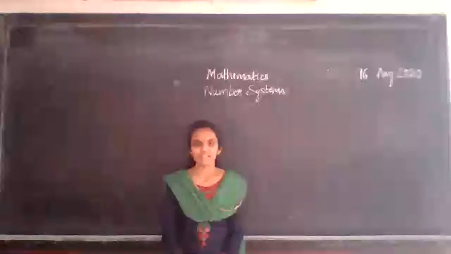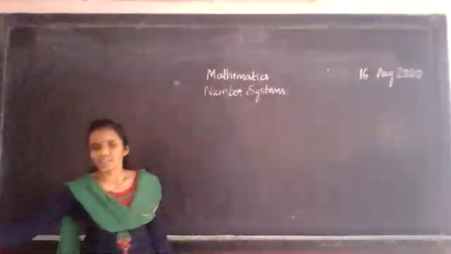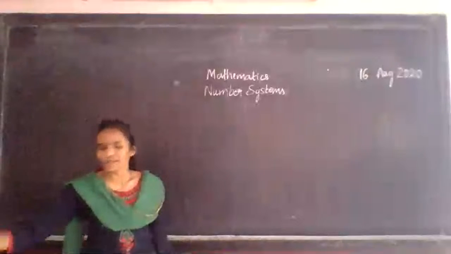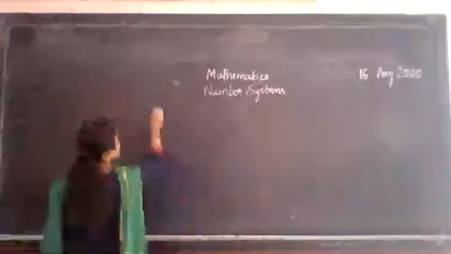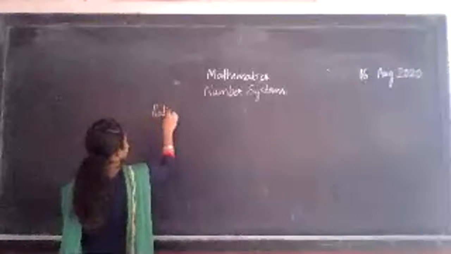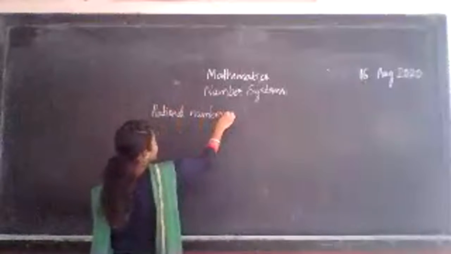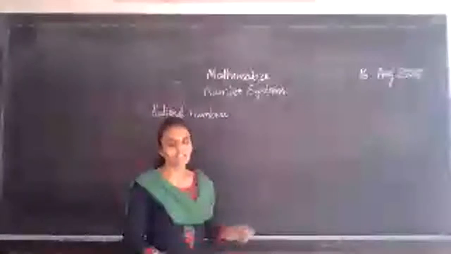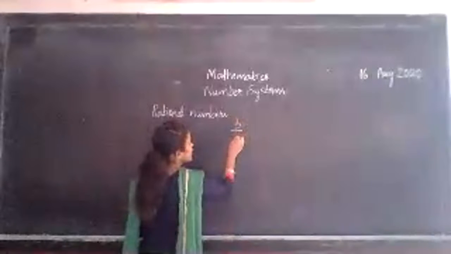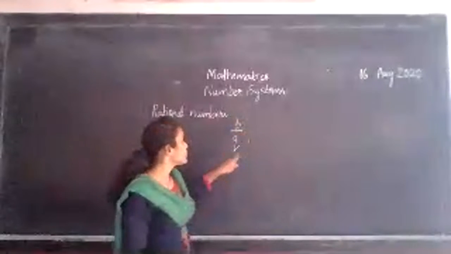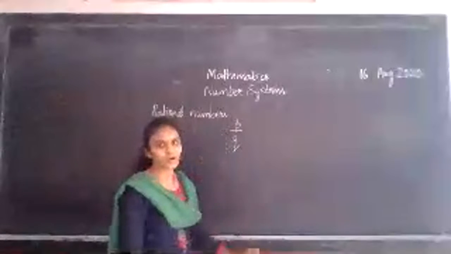In today's class, let us learn about irrational numbers. Before entering into irrational numbers, I will just take out the summary of rational numbers. We define rational numbers as those numbers which can be written in the form of P by Q. If any number can be written in this form P by Q, then such a number will be called a rational number.